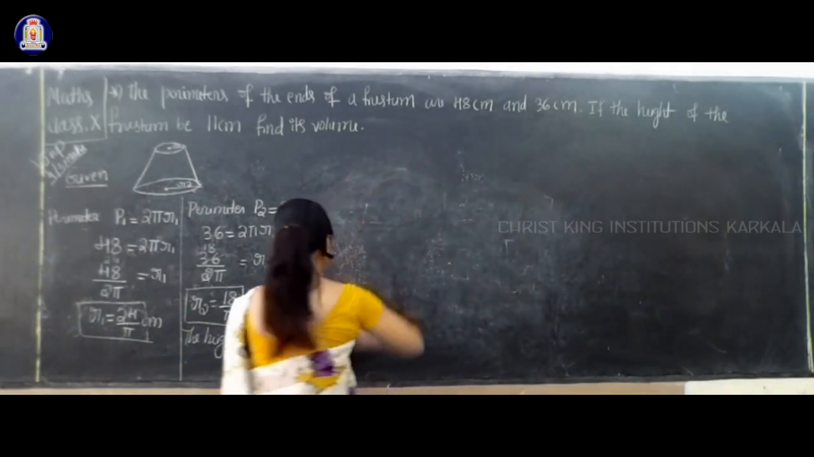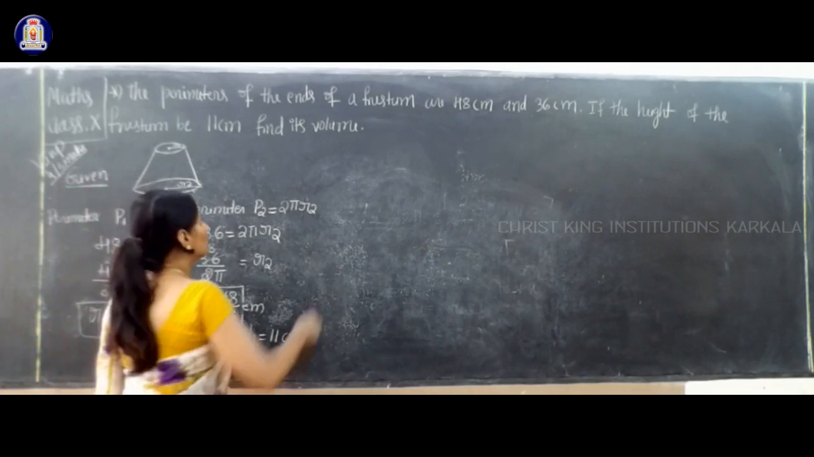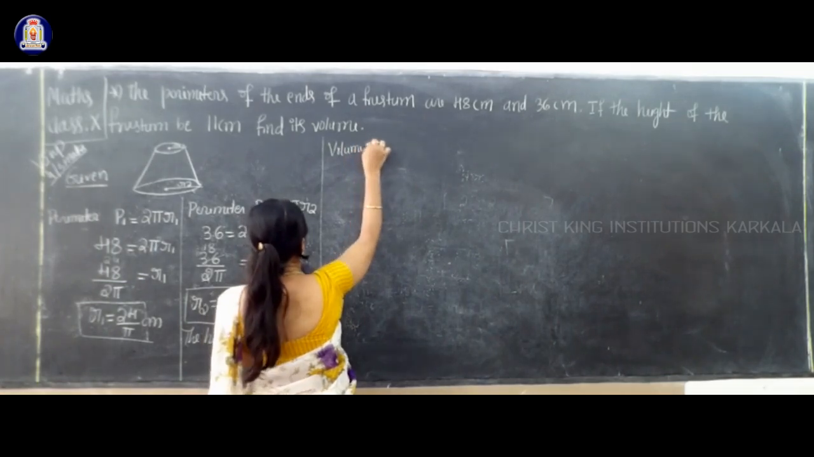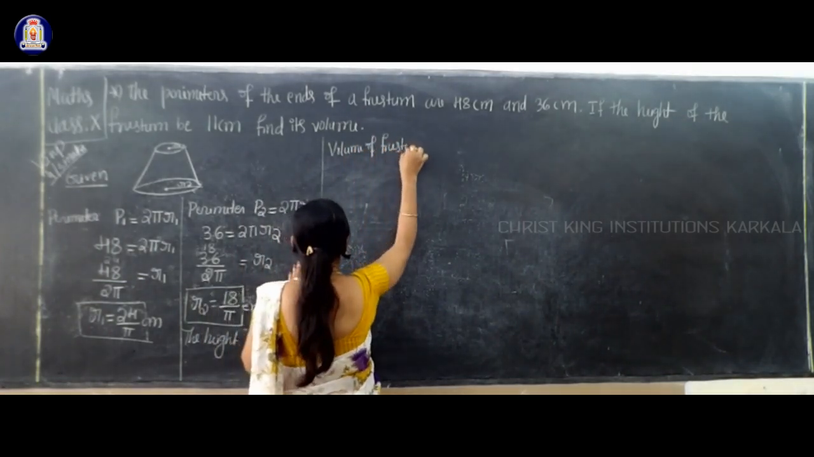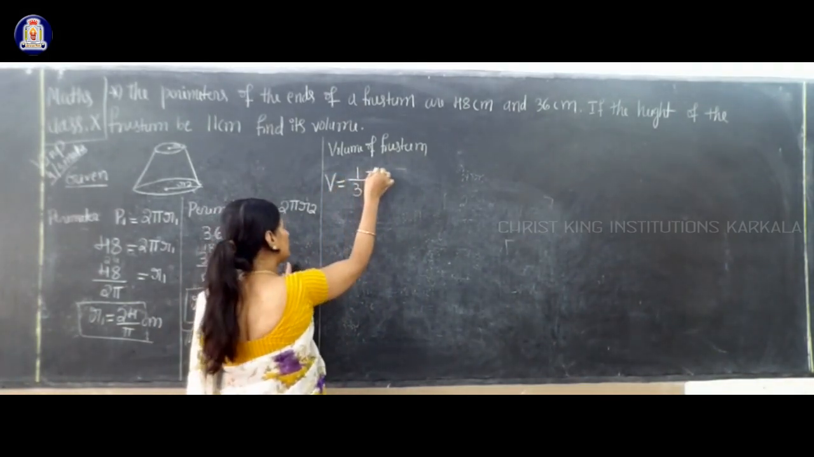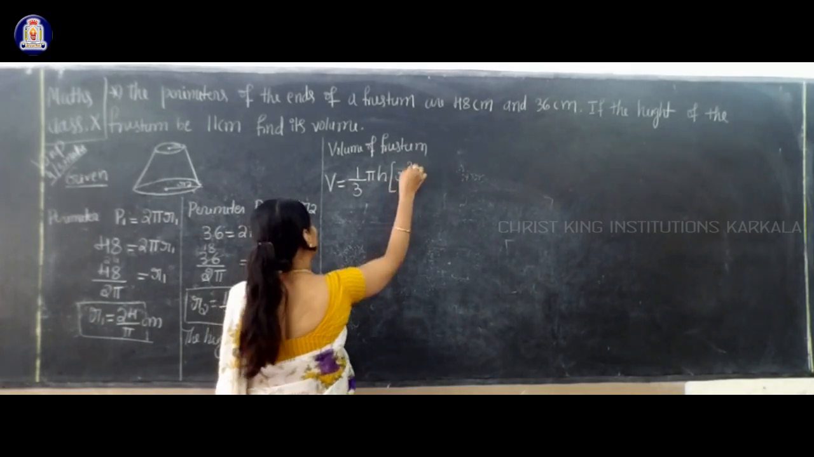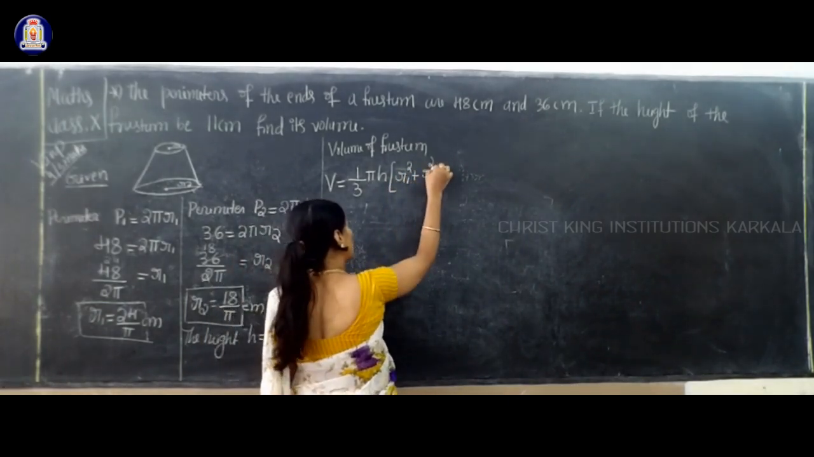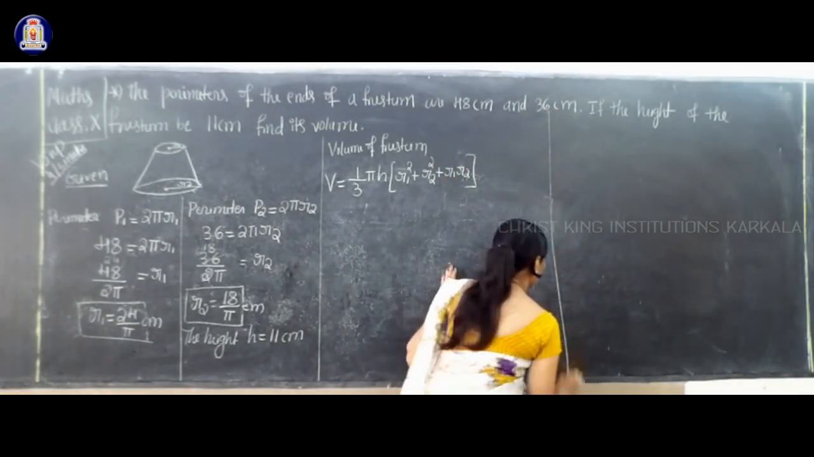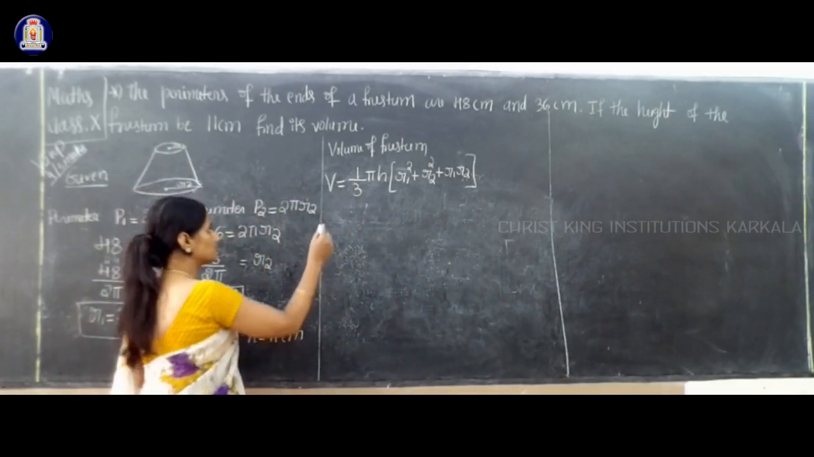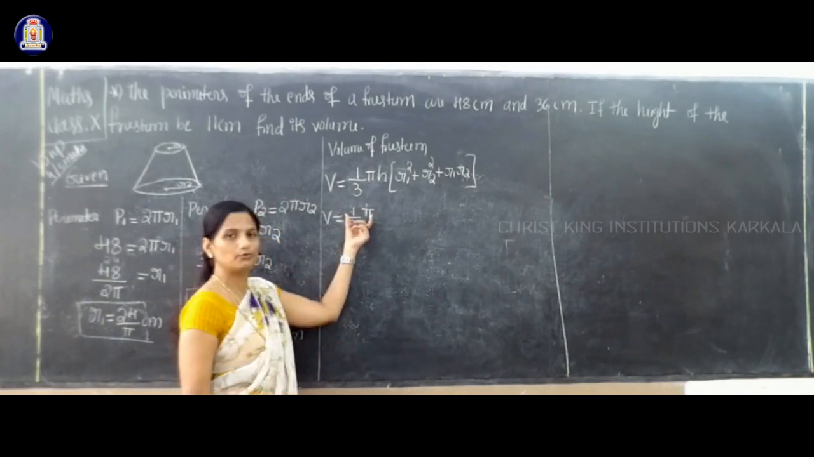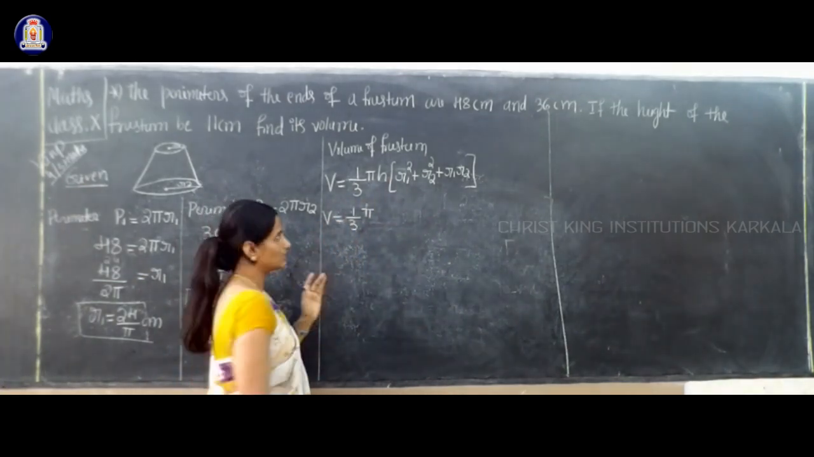The volume of the frustum, volume and capacity are both the same. The volume of the frustum V is equal to 1 by 3 pi h times R1 square plus R2 square plus R1 into R2. So this is your formula. So now substitute everything we know. So V is equal to 1 by 3. I'll keep pi as it is. If you keep pi as it is, then your substitution is easier.